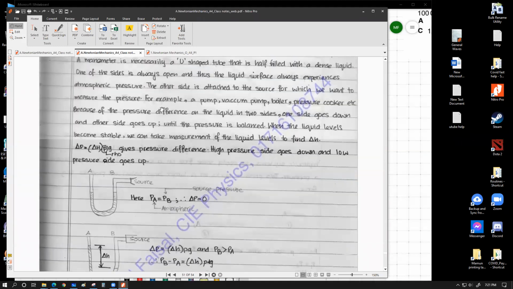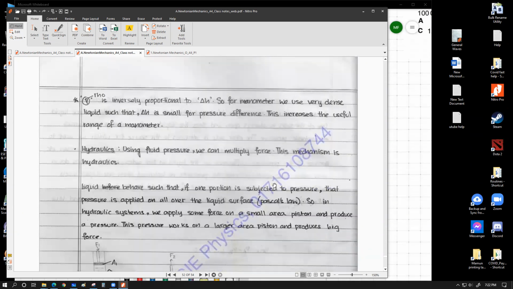I'll get back to the notes and I take your attention to this part. Have a look at this thing. Because of the pressure difference on the liquid in two sides, one side goes down and the other side goes up until the pressure is balanced. When the liquid levels become stable, we can take measurement of the liquid levels to find delta H. Delta P equals delta H rho g, and then the whole thing follows through.